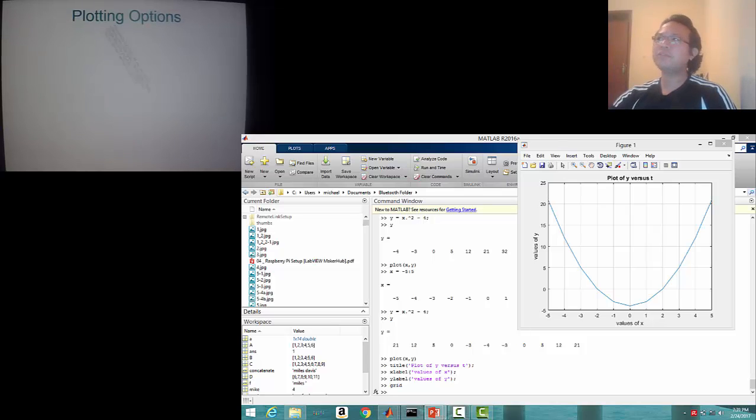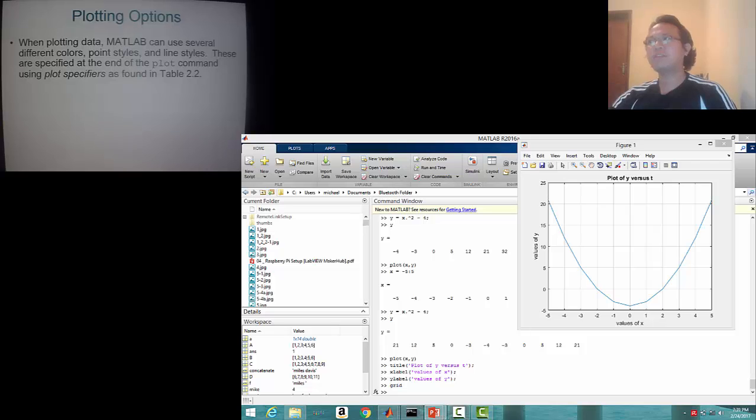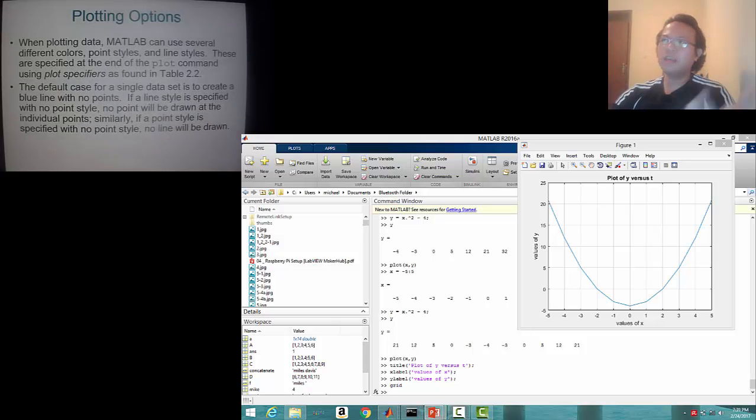Plotting options. When plotting data with MATLAB, you can use several different colors and styles. For example, in this case, this is a blue line graph. If you want here a different style, different color, we can follow this one. You can go to the help command. So for example, in this plot specifier, if you add 'ro:' that means red dotted line with circles at the points. And 'gd', green diamonds at the points with no line. So what does it mean? We will try to do that here.